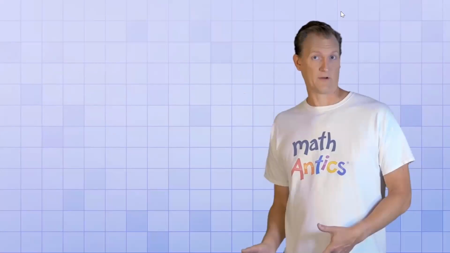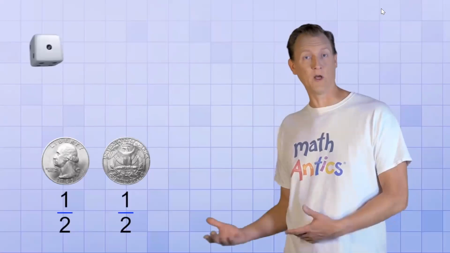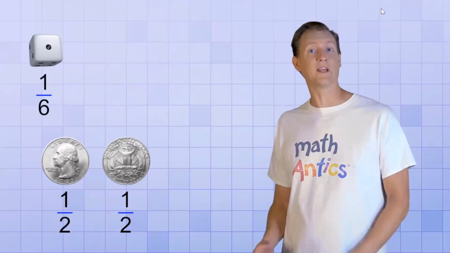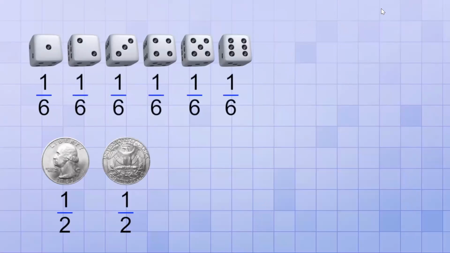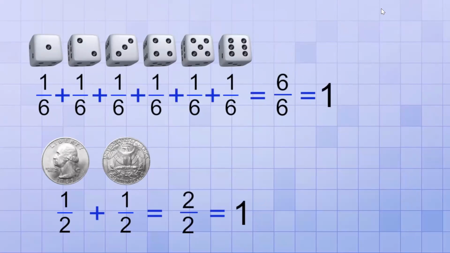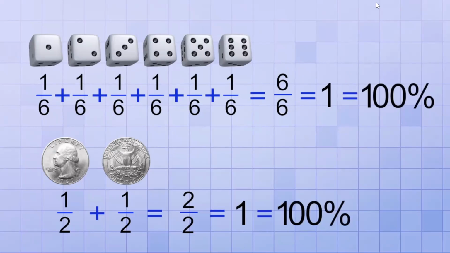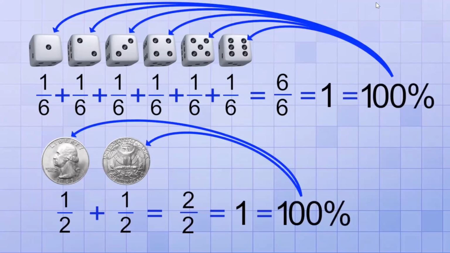There's another thing I should point out. Remember, the probability of flipping heads is 1/2, and the probability of flipping tails is 1/2. The probability of rolling a 1 is 1/6, and the probability of rolling any other number on the die is 1/6. If you add up the probabilities for the coin flip, you get 2/2, or 1. And if you add up the probabilities for rolling a die, you get 6/6, which is also 1. And that's not just a coincidence. If you add up the probabilities of all possible outcomes of a trial, the total is going to be 1, or 100%. Because it is certain that at least one of those possibilities will happen.